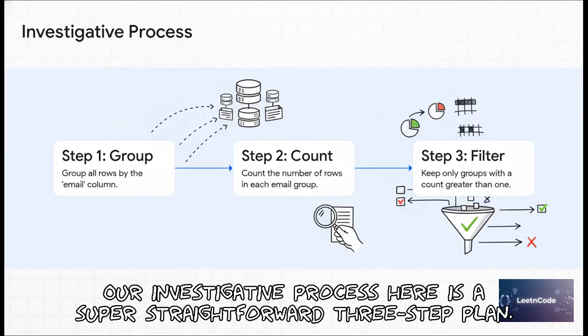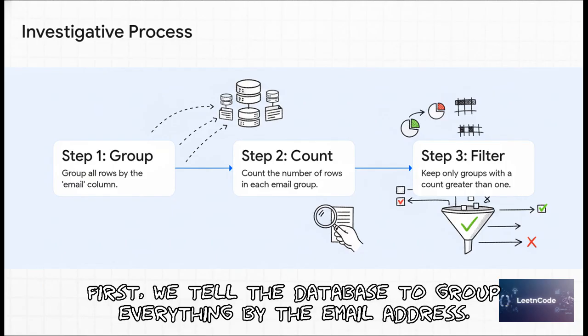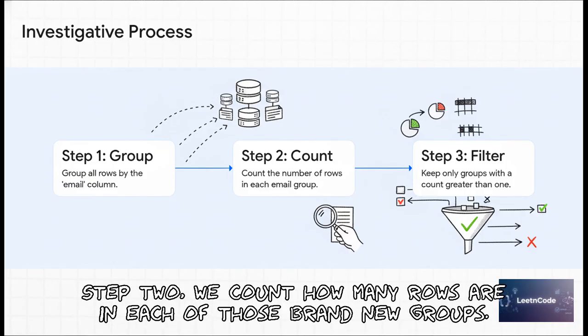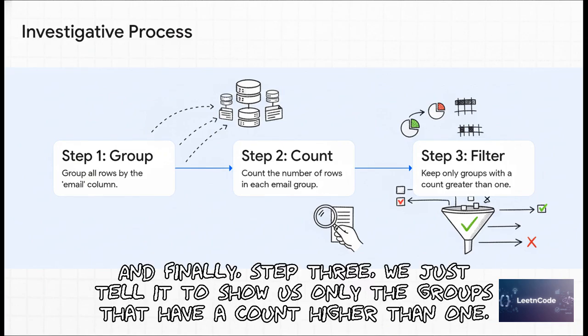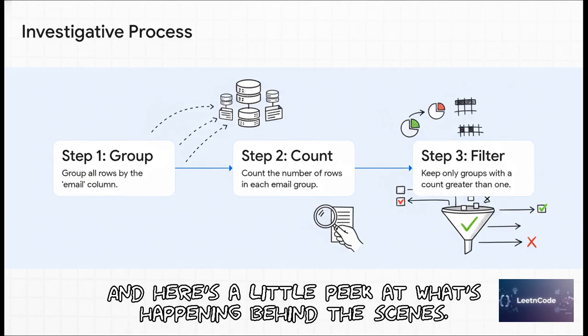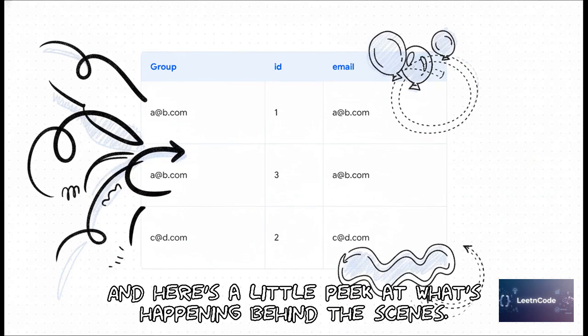Our investigative process here is a super straightforward three-step plan. First, we tell the database to group everything by the email address. Step 2, we count how many rows are in each of those brand new groups. And finally, step 3, we just tell it to show us only the groups that have a count higher than 1. Simple as that.